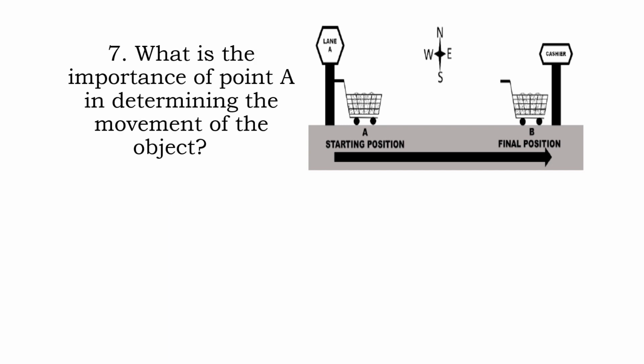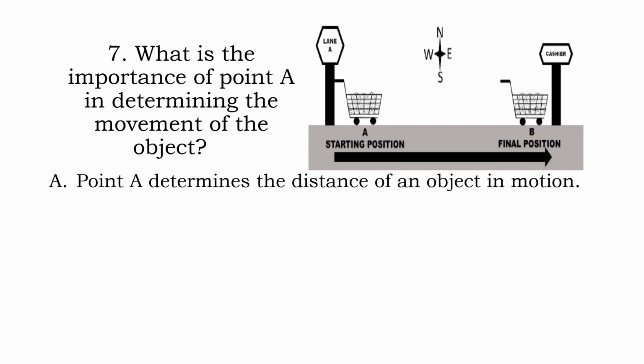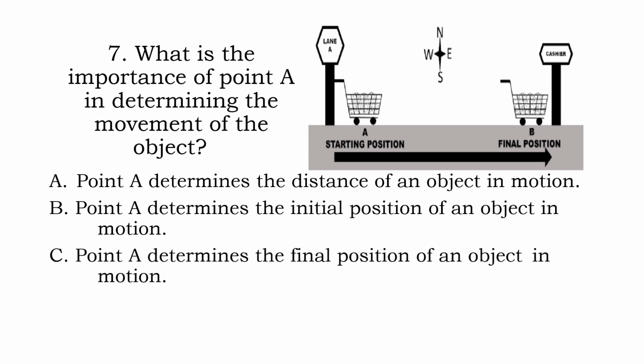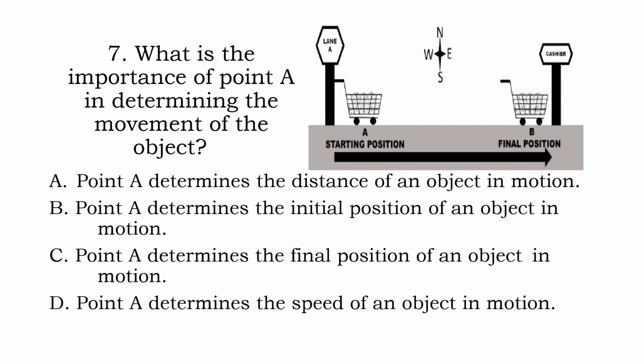Number 7. What is the importance of point A in determining the movement of the object? A. Point A determines the distance of an object in motion. B. Point A determines the initial position of an object in motion. Letter C. Point A determines the final position of an object in motion. And letter D. Point A determines the speed of an object in motion. And the correct answer is letter, are you ready? Letter B.